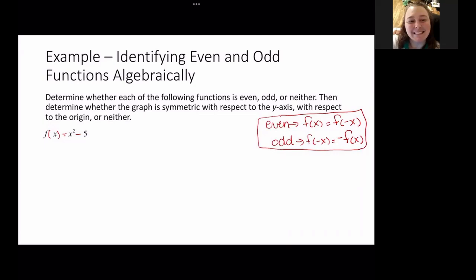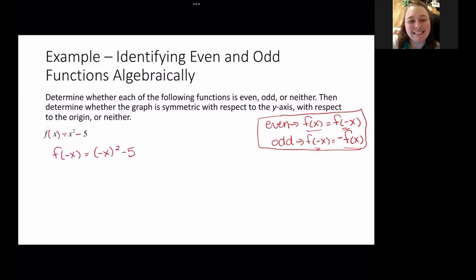Okay, so to determine whether this function is even, odd, or neither, the easiest thing that we can do is replace x with the negative x, because we can see it, we can do it here and here. And then we see if our result is that one or that one. If it's neither, then the answer is neither. So let's go ahead and put a minus x. So f of negative x is going to be equal to negative x squared minus 5.